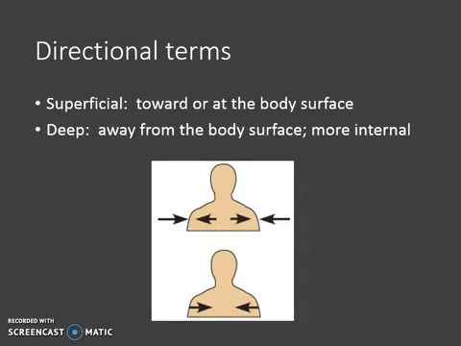Superficial means towards or at the body surface. So think about a superficial cut on your skin that might not draw blood and might only affect the outer layers of the skin, whereas deep means that it's more internal or deeper into the body. For example, if you were to step on a nail, and that nail went through all the layers of the skin and through the connective tissue and into the muscle, that would be a much deeper wound.